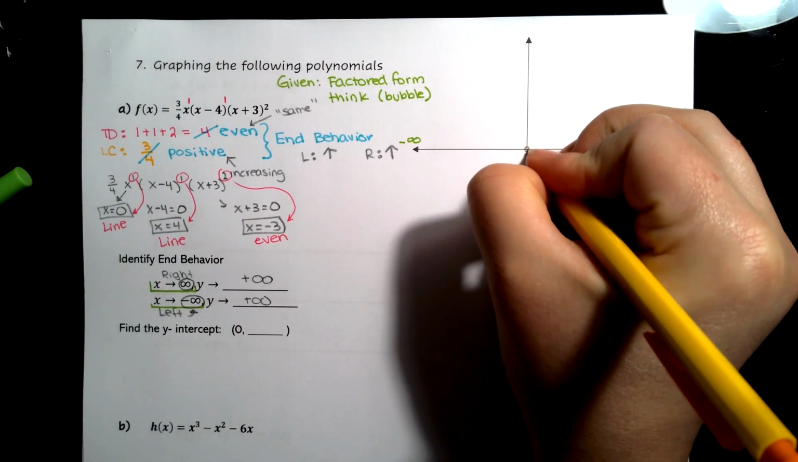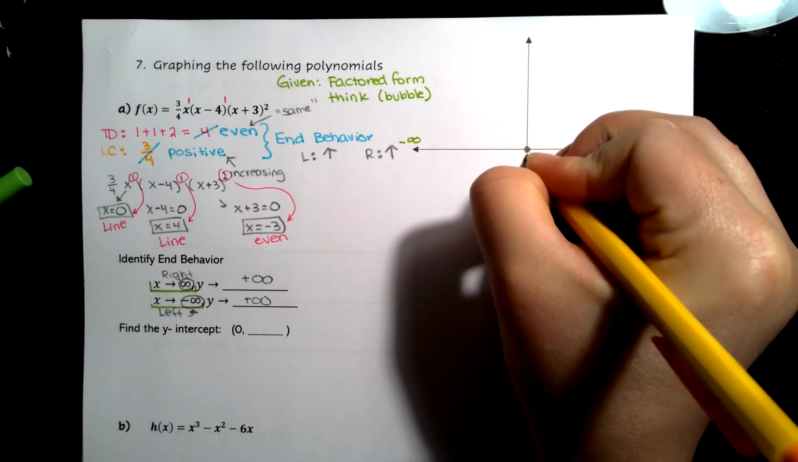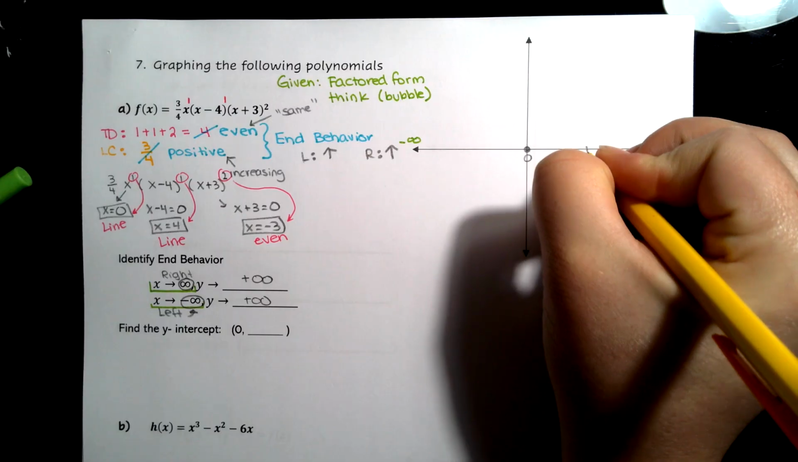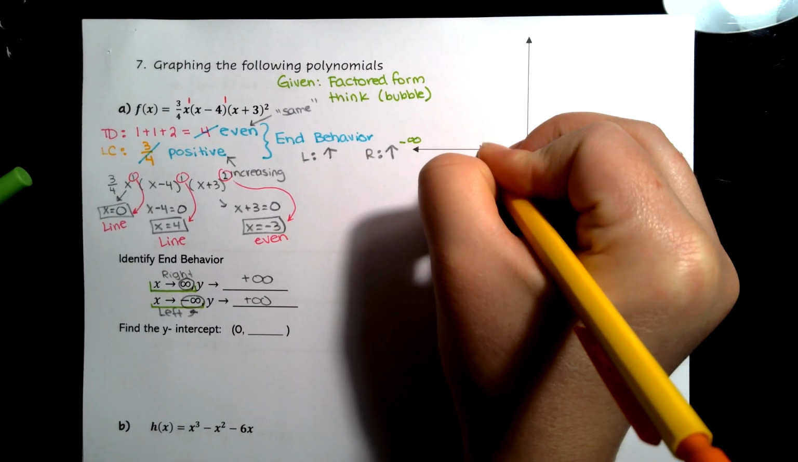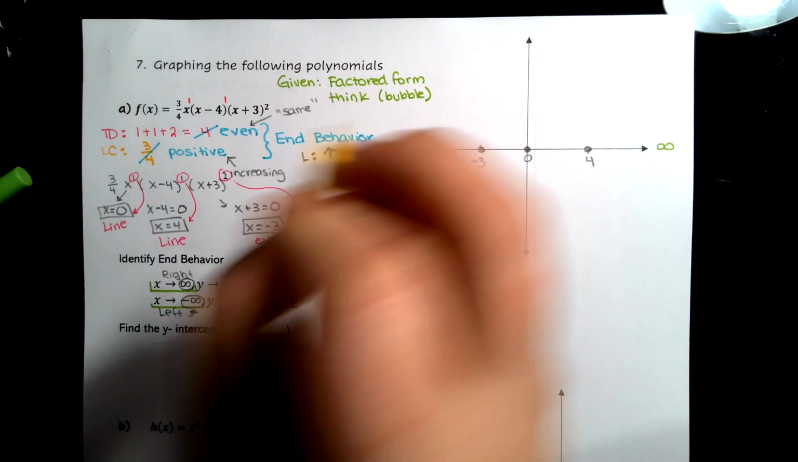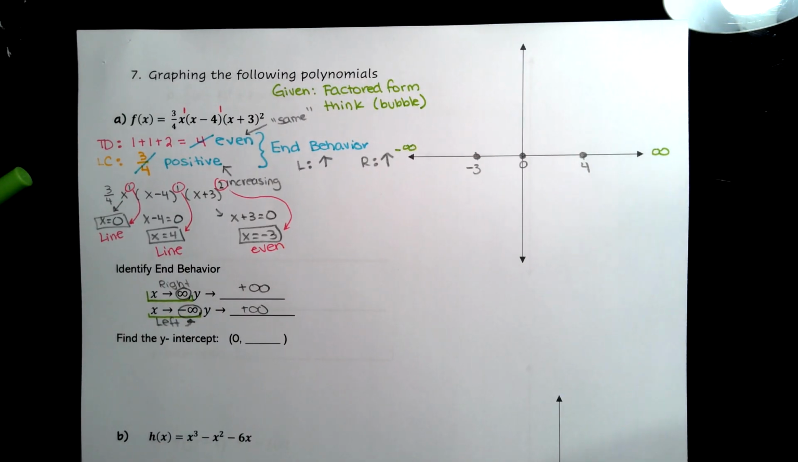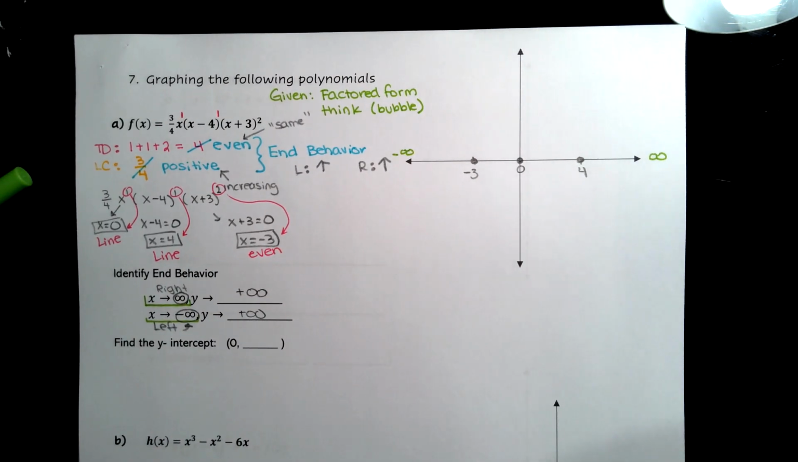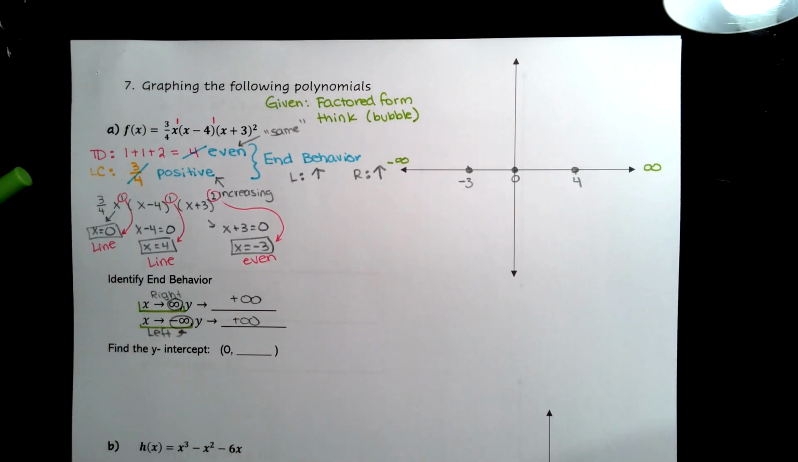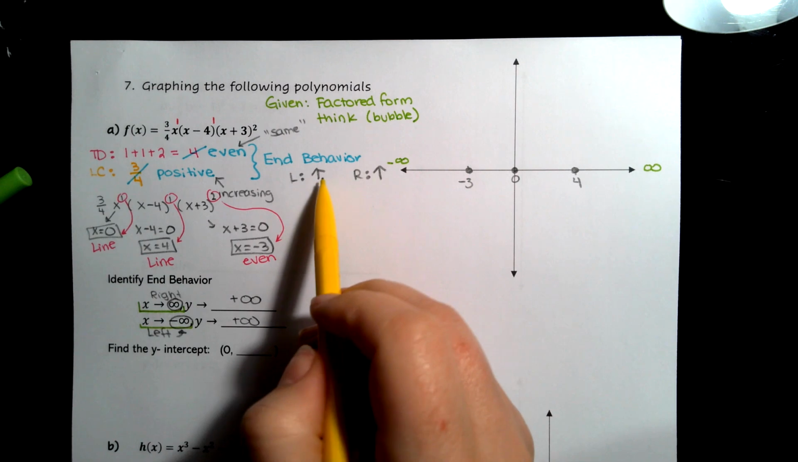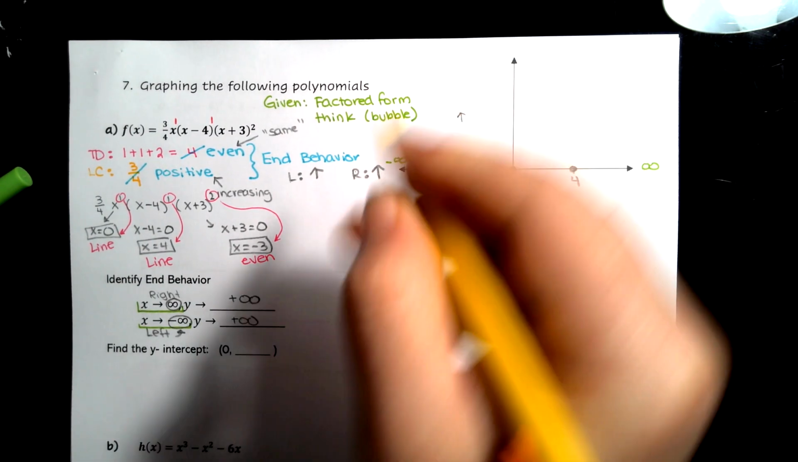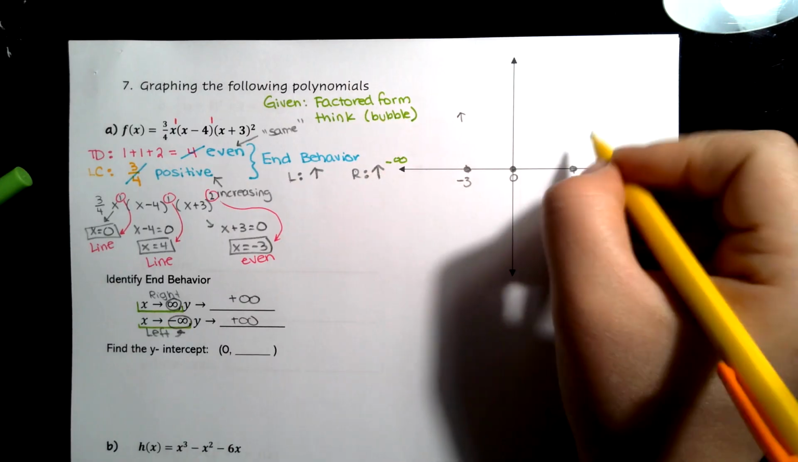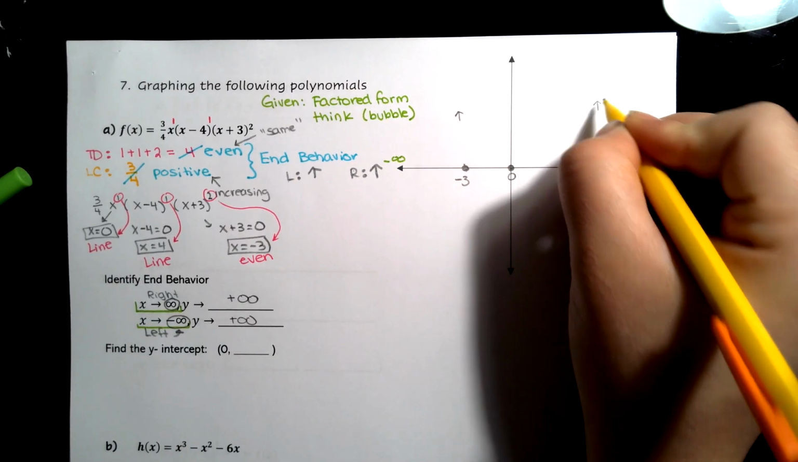Okay, so here's your graph. You're going to start with identifying your roots, your zeros. So here's 0, here's 4, and here's -3. Do not mark any other spots on the x-axis. You are unable to touch or cross anywhere else on the x-axis except your zeros. Next, you're going to draw out your end behavior. So here's my left side. Here's my left point. I'm going to be going up. Here's my right side. Here's my right point. I'm going to be going up.